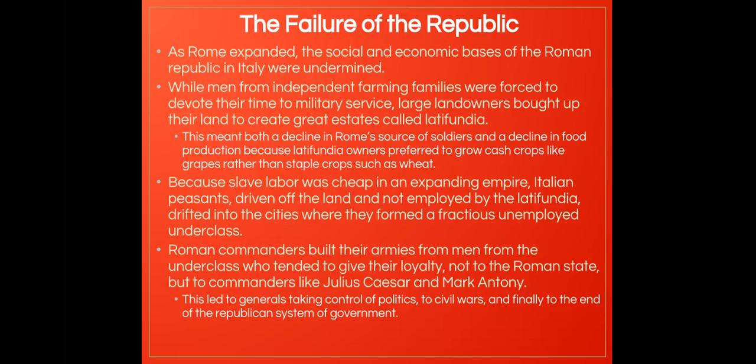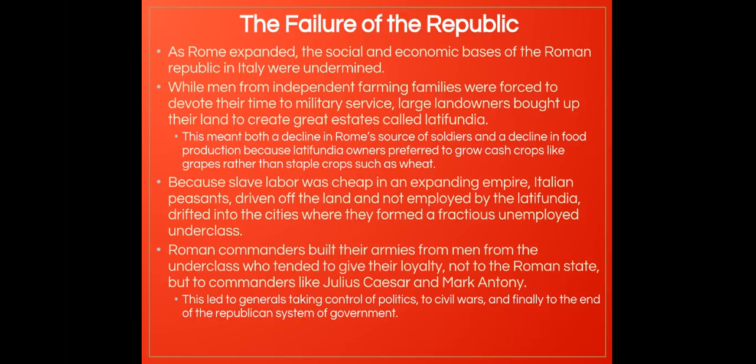And this meant that Rome's source of soldiers was declining. And that's not good when you're a republic whose power is based on your military, because to be in the military, you have to own land. Because these great estates were being formed, food production also went down. The latifundia owners preferred to grow cash crops like grapes, because that's how you get wine, rather than staple crops such as wheat. Wheat feeds more people than grapes.